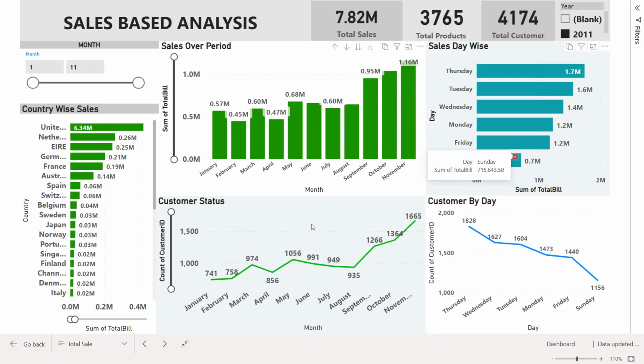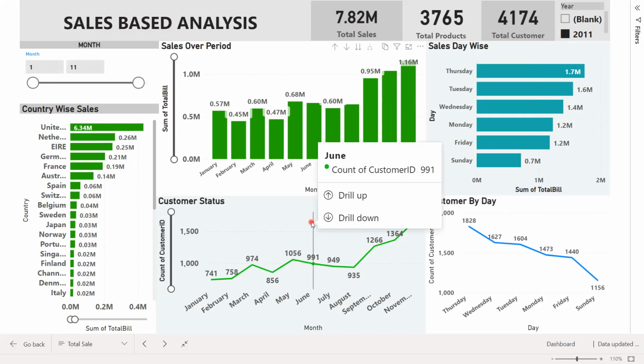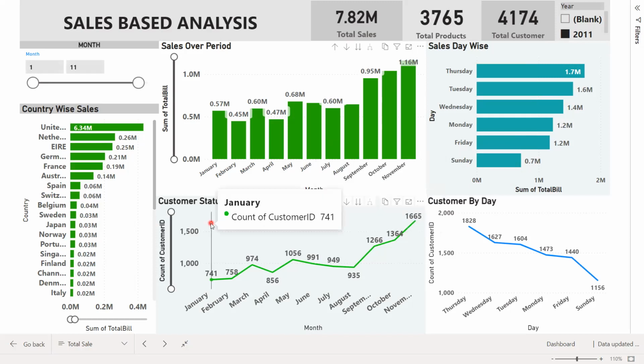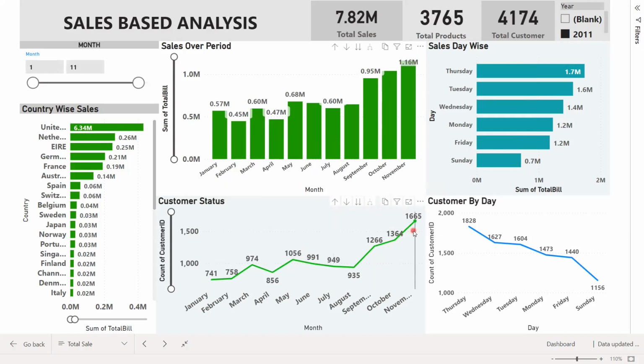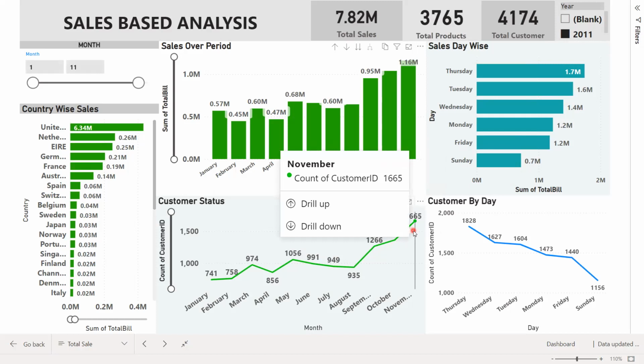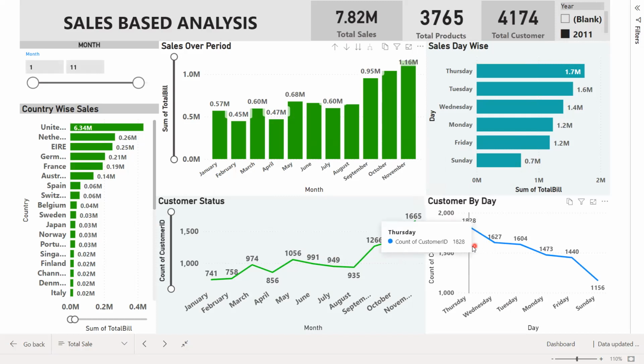Further, we also tried to see how the customer count has increased over a period of time. In January the customer number was 741, which went up drastically in November, and the total customers increased by 100%. The number of customers or transactions is highest on Thursday, Wednesday, Tuesday, followed by other days, and on Sunday again the transactions are low.